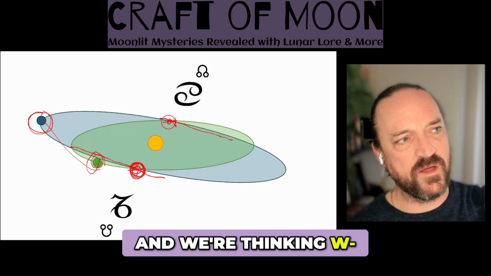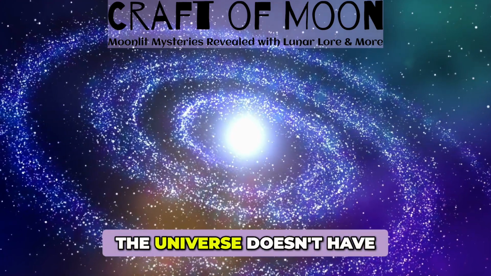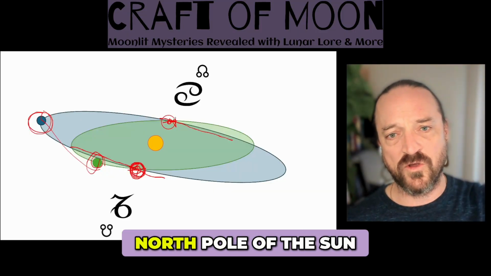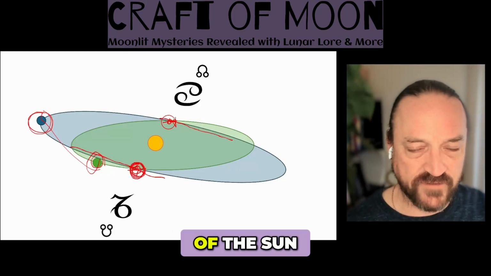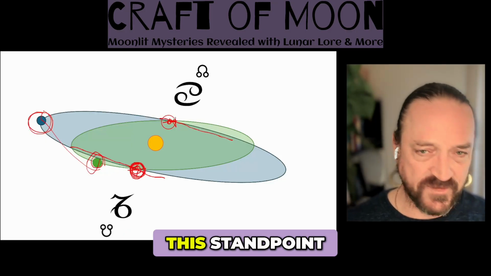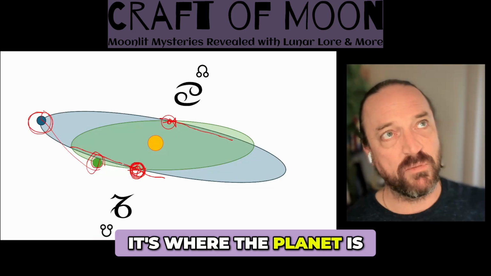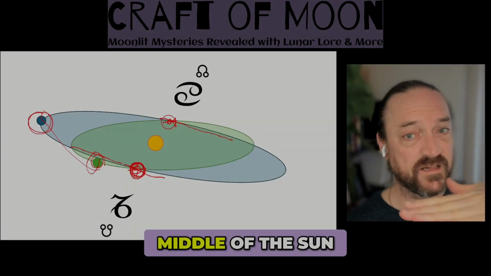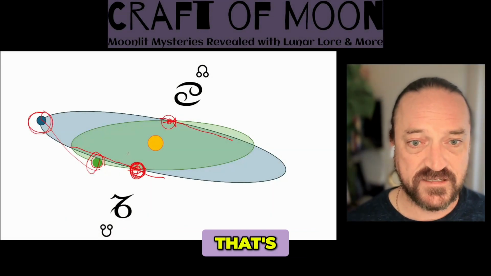And when I say above or below, I recognize that the solar system, the galaxy, the universe doesn't have an orientation of above or below, but we're using the north pole of the Sun as what we think of as above, and the south pole of the Sun we think of as below. So that's how we're determining above or below from this standpoint. When we talk about the descending node, it's where the planet is north of the middle of the Sun, and then the orbital plane drops down. Anyways, that's where we see these nodes.